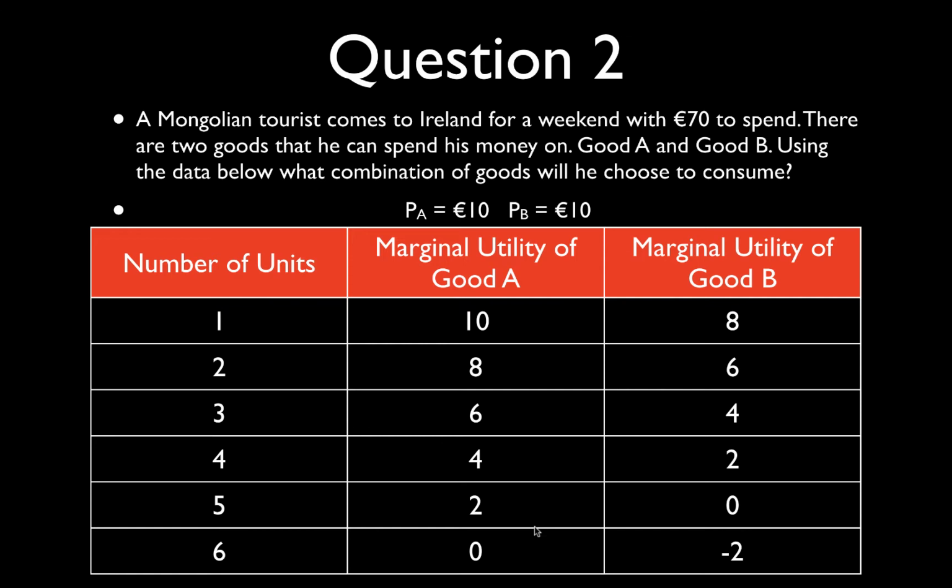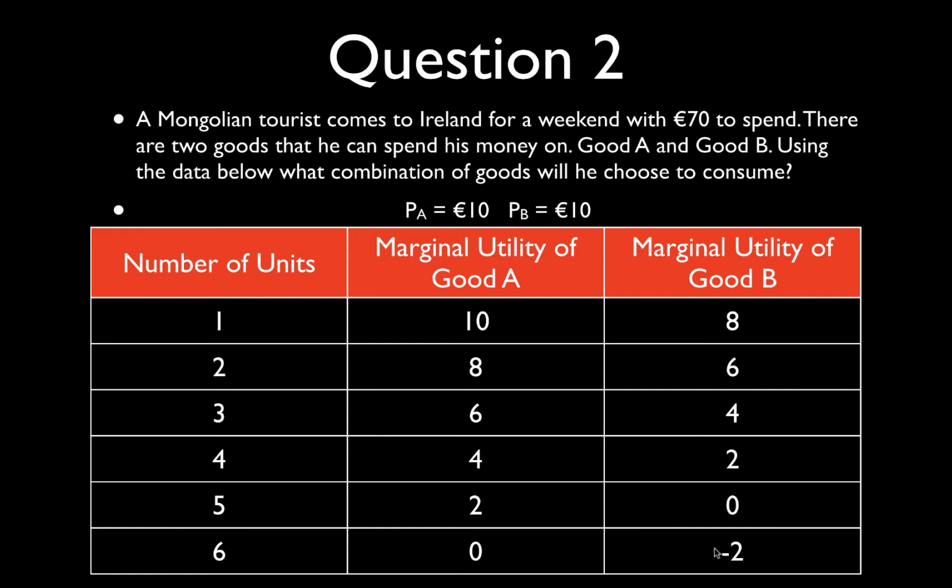Now, as it is here, we've got only 2 goods, but in reality, I mean, you've got thousands of goods you could spend your money on. Therefore, the fact that both of these cost a tenner each means he's not going to buy the 5th unit of good B or the 6th unit of good A.